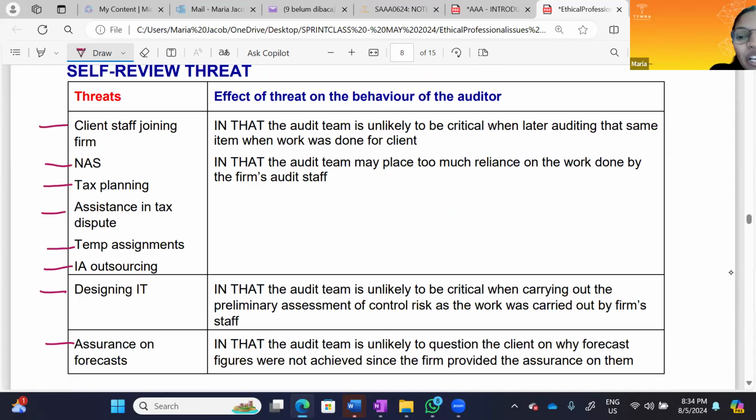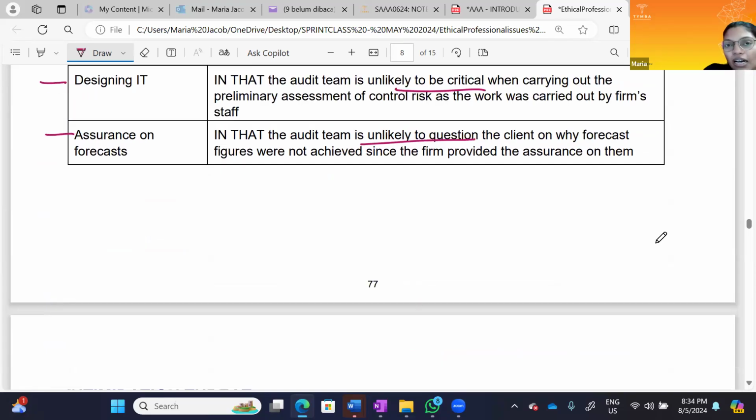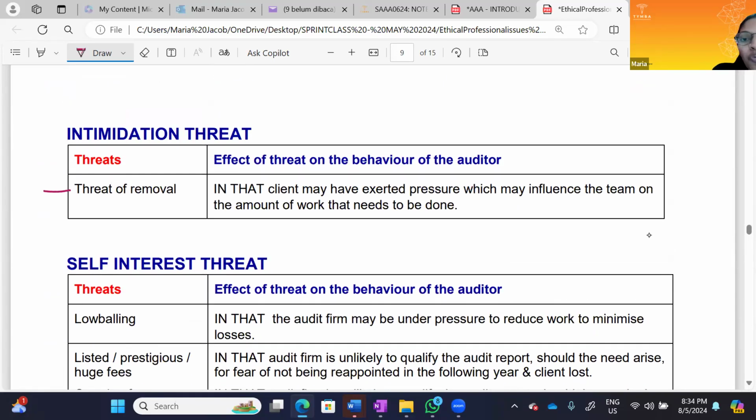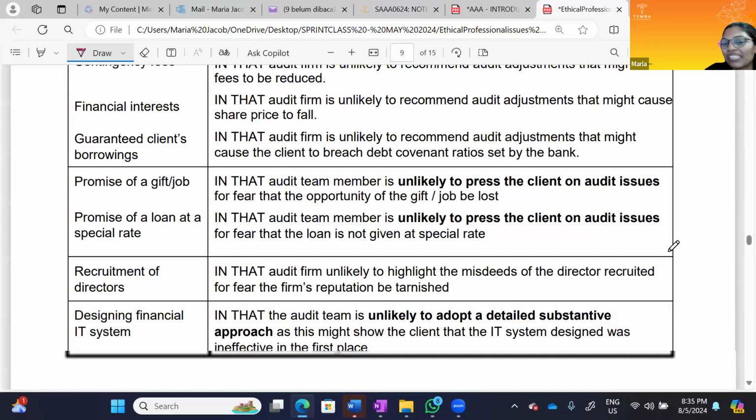The way you want to explain it is that you are unlikely to be critical when you later audit it, or you place too much reliance on the work done. Same thing, you might not be critical, you are unlikely to question that. So these are the self-review ones. Intimidation is, for example, a threat of removal. You want to say you might be put under pressure, which may influence your objectivity. Now self-interest, there are a number of items here.